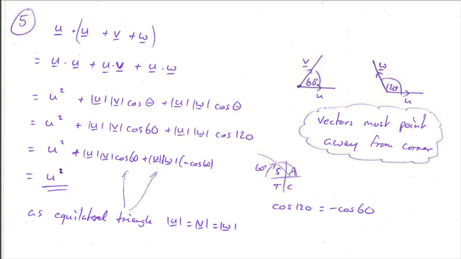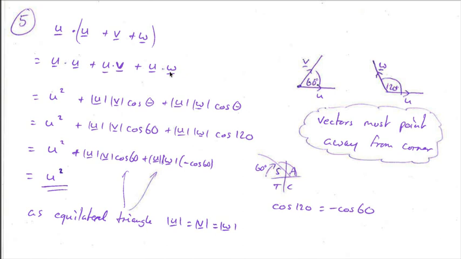So looking at the original diagram in the question, the vectors are pointing away. So the angle will be 60 degrees as it is an equilateral triangle. And all angles are equal, so 180 divided by 3 equals 60 degrees. So each angle will be 60 degrees inside the triangle.